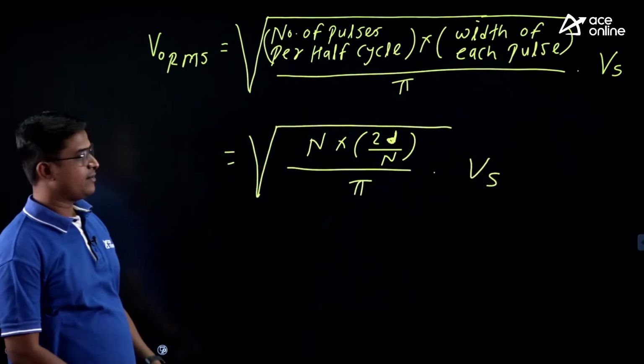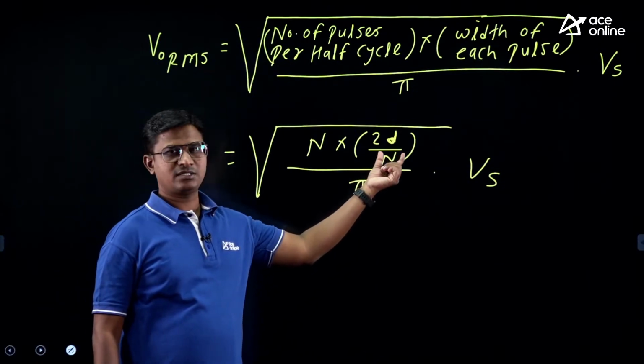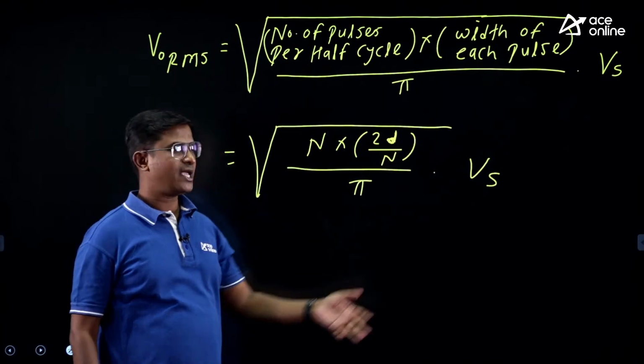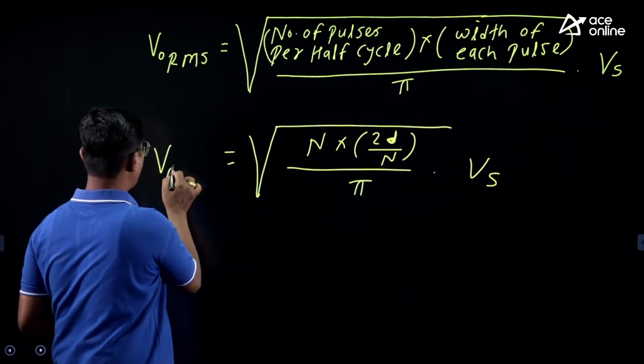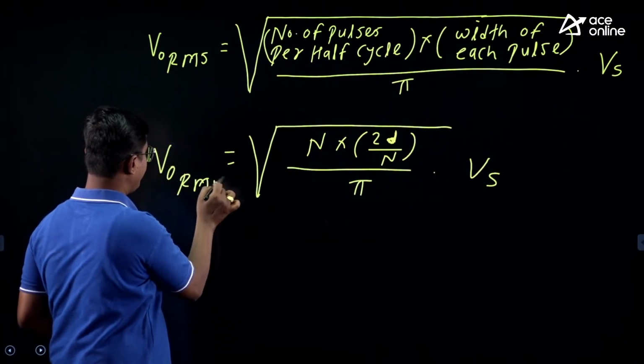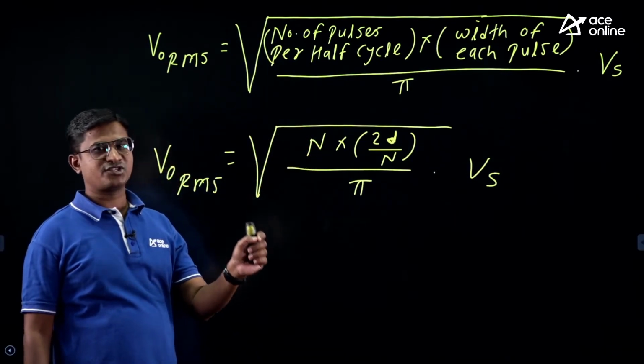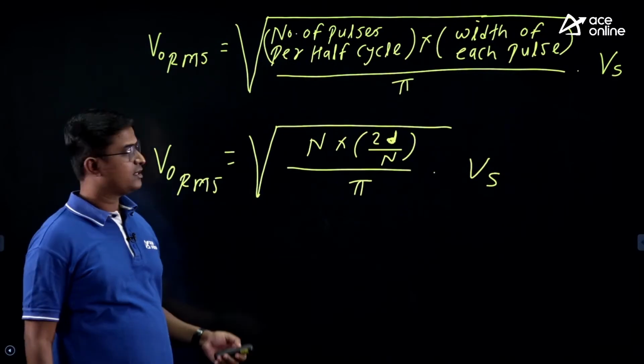In the examination, they will give you the width of each pulse, the number of pulses per half cycle, and the input voltage, and they may ask what is the RMS value of output voltage. So be careful. This is the expression for V0 RMS in case of multiple pulse width modulation technique.